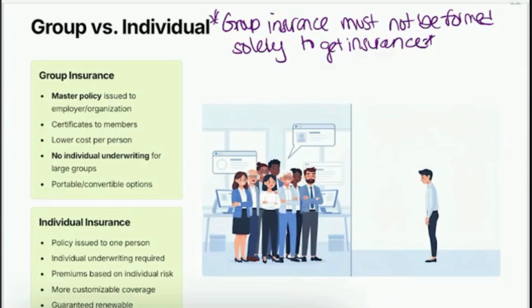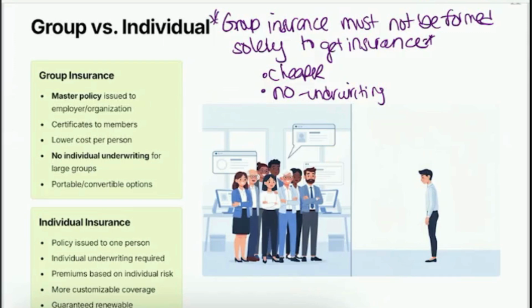Okay, there's a lot of benefits to having a group policy. It is cheaper. There's usually no underwriting. You could be terminally ill or have cancer or be denied policies anywhere else. In a group policy, you can get it. And then it's usually cheaper because it's getting bought for a ton of people, right? So you can't just get together with 20 of your friends and be like, let's go form this group and get group life insurance. No, you must qualify as a group.